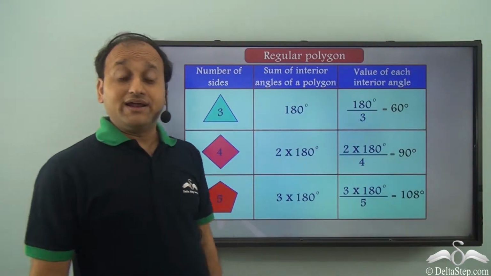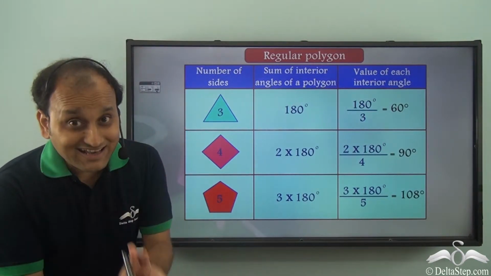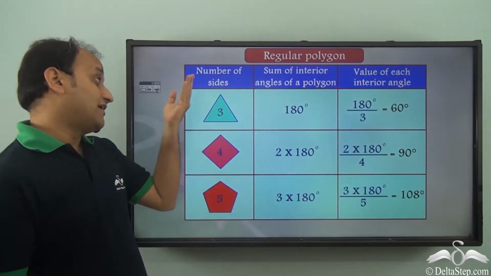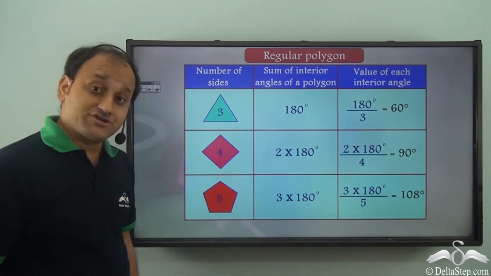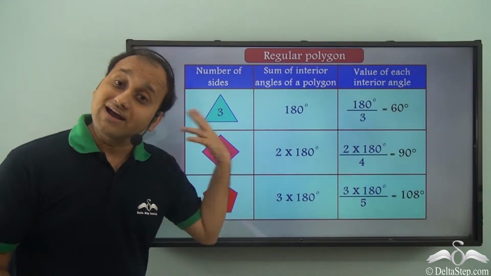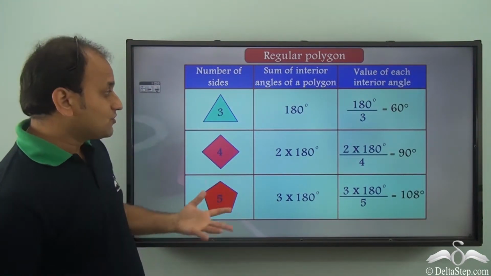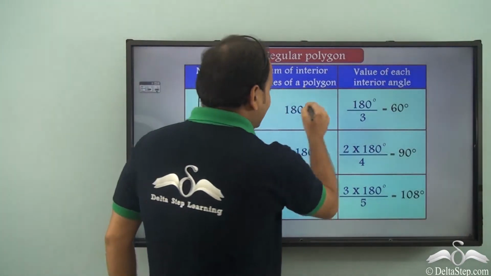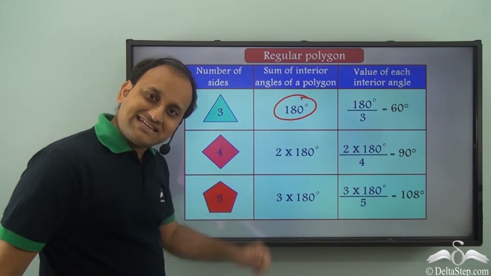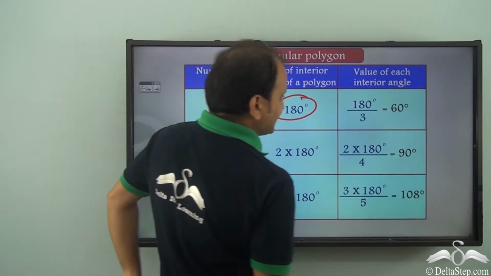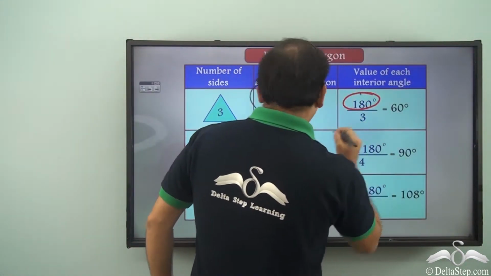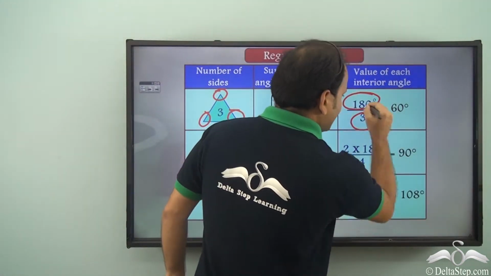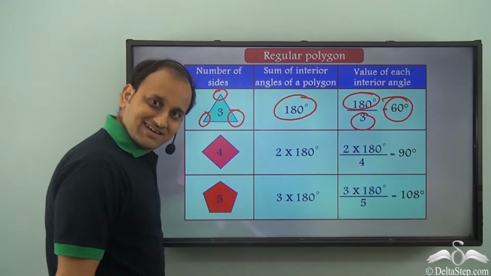Similarly, we can calculate the value of the interior angle of any regular polygon. That is, whether it is a regular triangle, a regular quadrilateral, a regular pentagon, or a regular hexagon. Any polygon. So how do we do that? Well, for a regular triangle, we know that the sum of all the interior angles is 180 degrees. So we can write it as 180 degrees divided by 3 equal angles. So it will be 60 degrees.